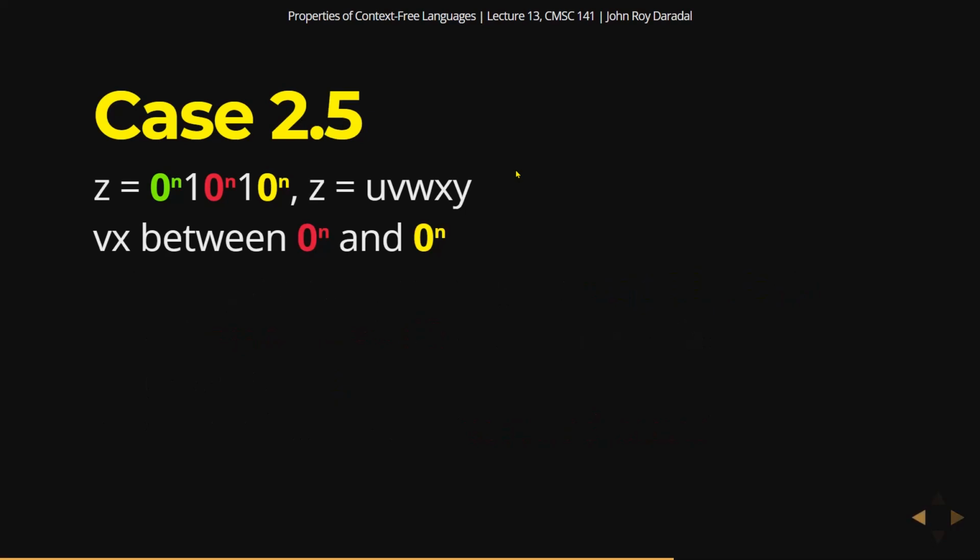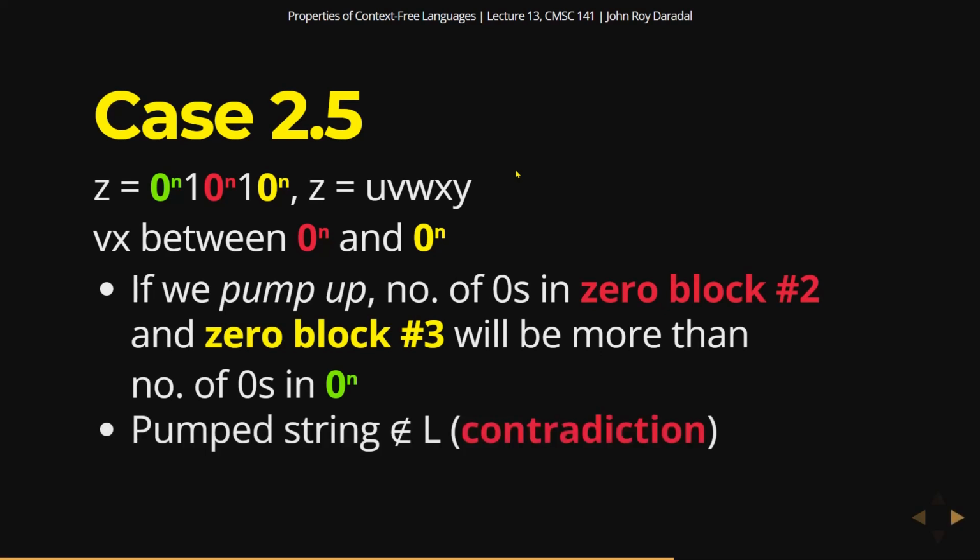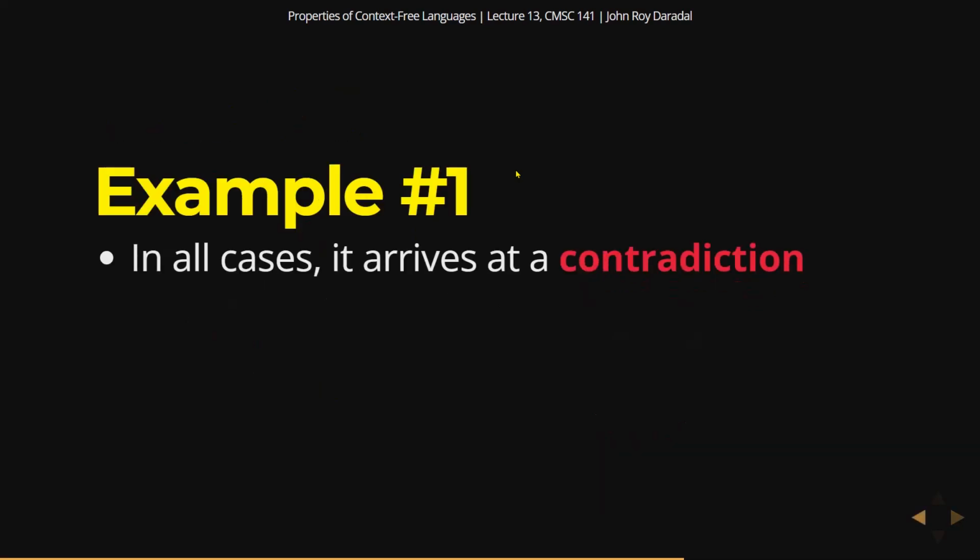And then using the same argument, if we pump up red and yellow, then there will be fewer zeros in green, which makes them not equal. So it's also not part of the language. Okay? So in all 5 cases, we showed that it arrived at a contradiction. So in case 1, where it could have no zeros, we showed that for both cases, whether v was 1 or x was 1, both were contradictions.